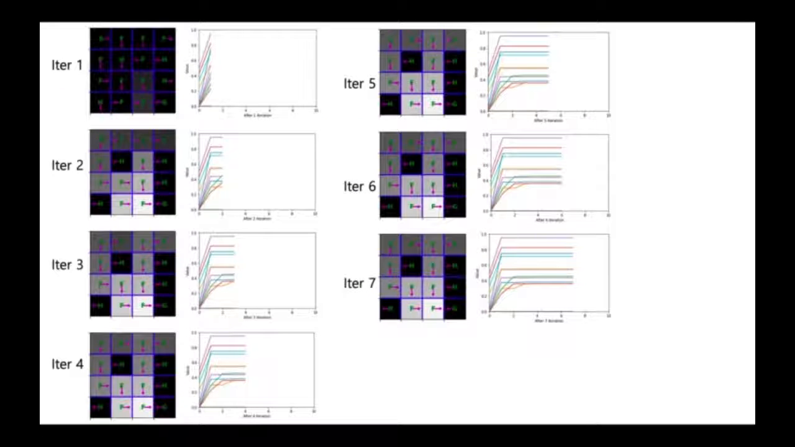Here is the result we implemented. And as you can see, the policy iteration converges after 4 iterations. It's faster than value iteration.